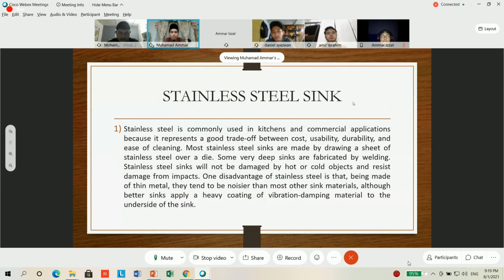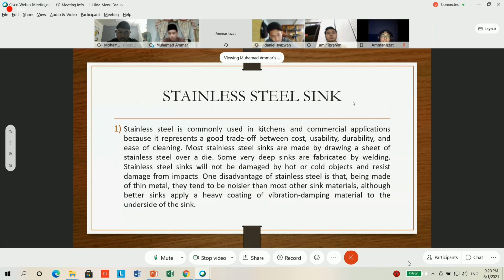And then the stainless steel sink is commonly used in kitchen and commercial applications because it represents a good trade-off between cost, usability, durability, and ease of cleaning. Most stainless steel sinks are made by drawing a sheet of stainless steel over a die. Some very deep sinks are fabricated by welding.